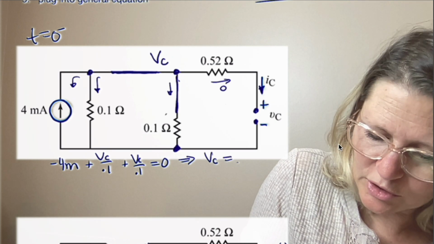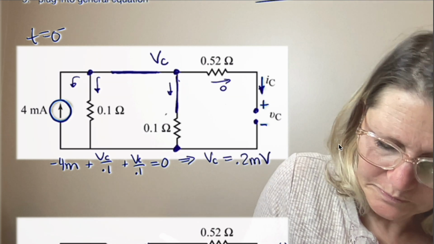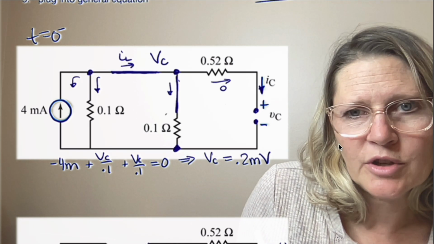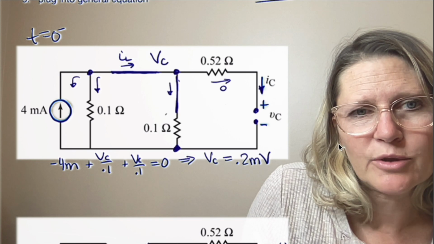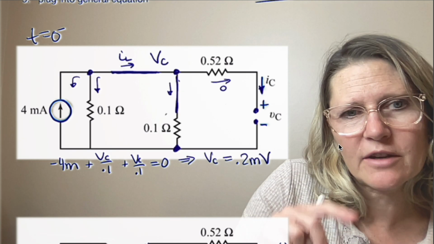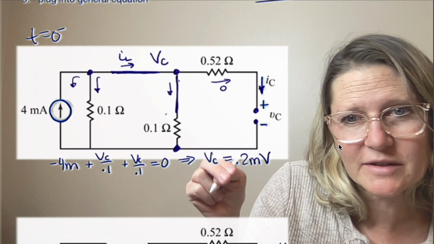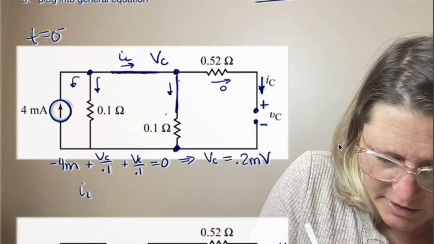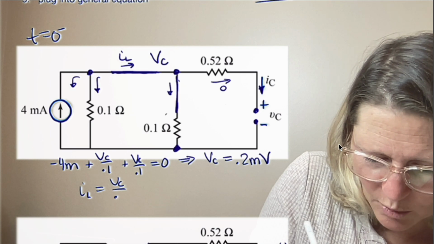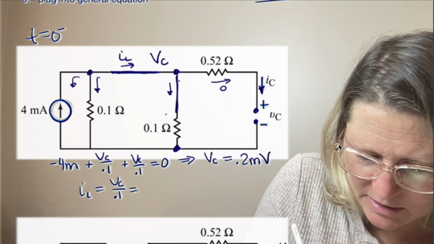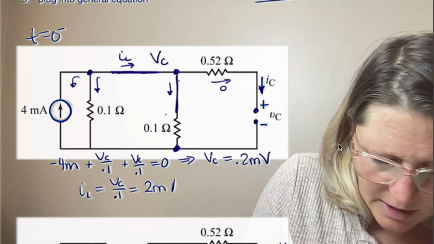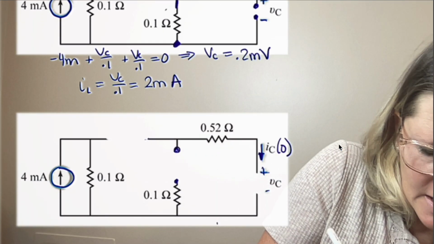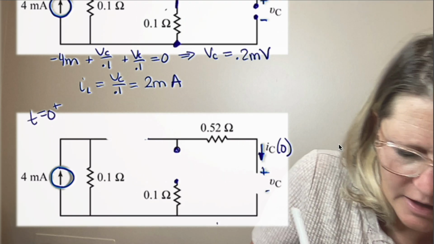of 0.2 millivolts. And then IL is also needed to be determined to find the initial values. So IL, you can either see that 4 milli is coming in and splits evenly, so 2 milliamps for IL, or you can use that VC over 0.1, which gives me 2 milliamps. So IL will be 2 milliamps.